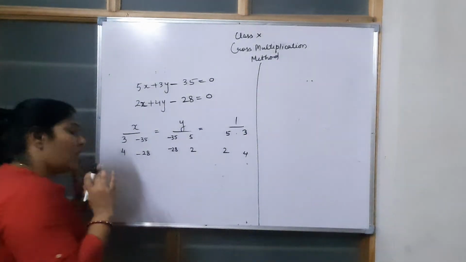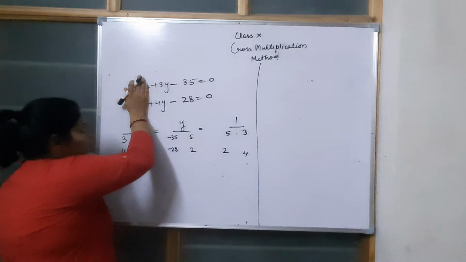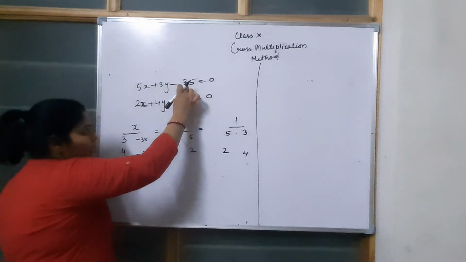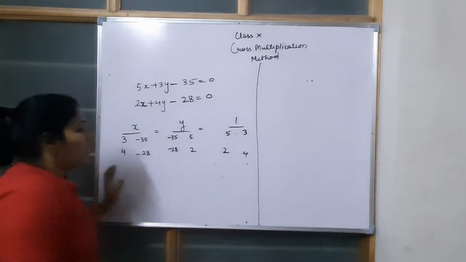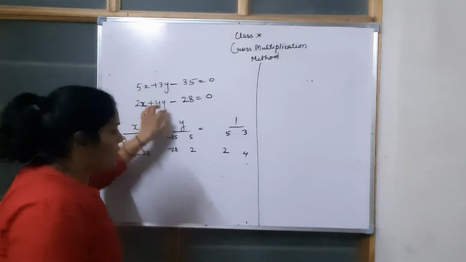Again, it's a very easy method. When you talk about x, just leave it like that. You have 3, 4, minus 35, minus 28. If we talk about y: minus 35, minus 28 and 5, 2. And then we have the constant term: when we talk about it, 5, 2 and 3, 4.